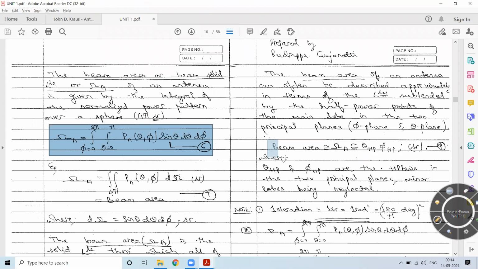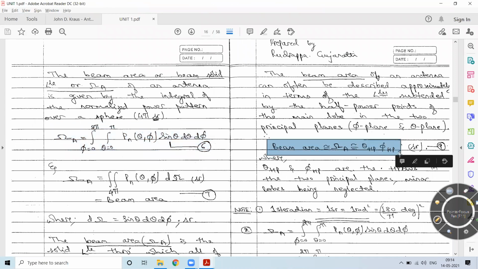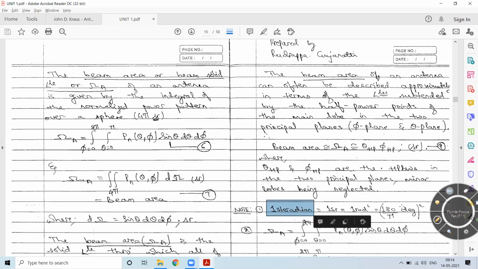So this is actually the approximate equation. This is termed the approximate equation. And yesterday we also saw what one steradian is. So the SI unit of solid angle is the steradian.